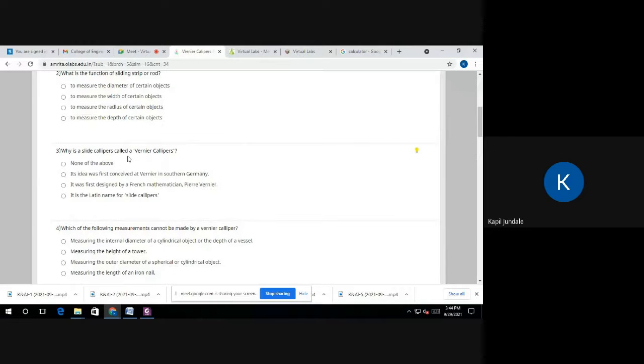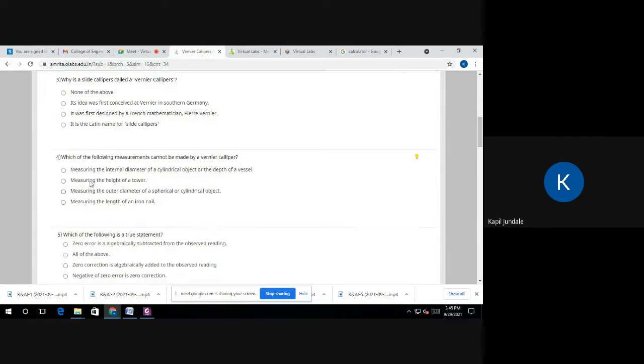Why is the slide caliper called a vernier caliper? They have given four options, none of the above. Its idea was first conceived at Vernier in southern Germany. It was first designed by a French mathematician, Vernier, and it is the Latin name of the slide caliper.